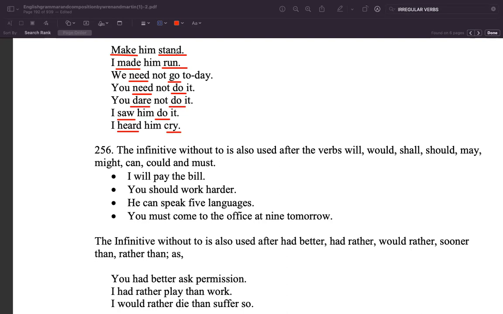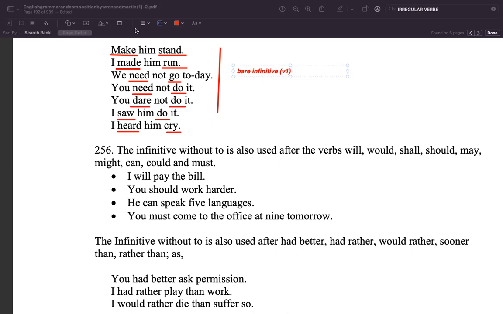After we are using make, need, dare, saw, heard, after that we simply write the verb one. But do you know what you call them? You call them bare infinitive. So such kind of words are called a bare infinitive, which are used with simple verb one, right?